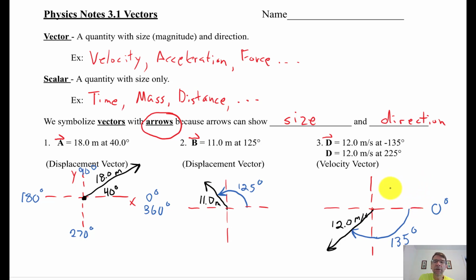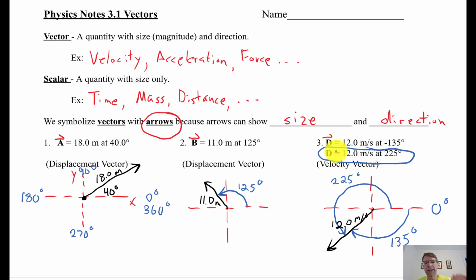But what you can also notice here is if I did go clockwise, if I went around clockwise this way, a full circle is 360. So if I take 360 minus 135, that counterclockwise angle is 225. So there's really two ways. This would be the standard way. Okay, vector D is 12 meters per second at positive 225.